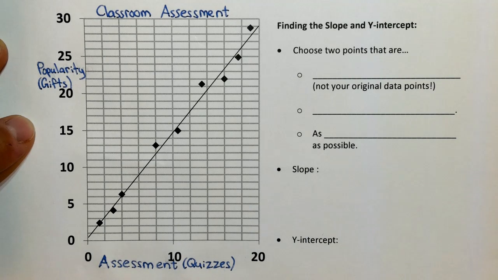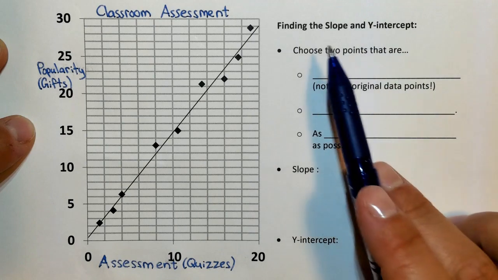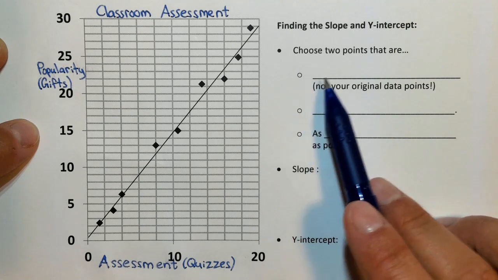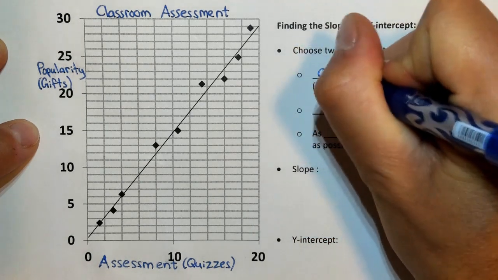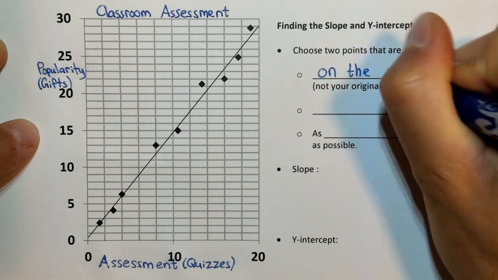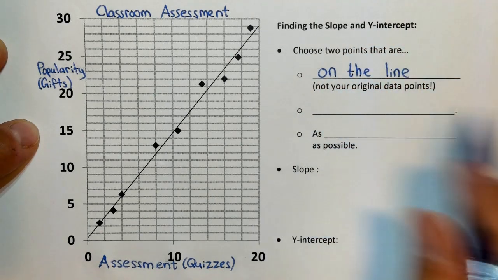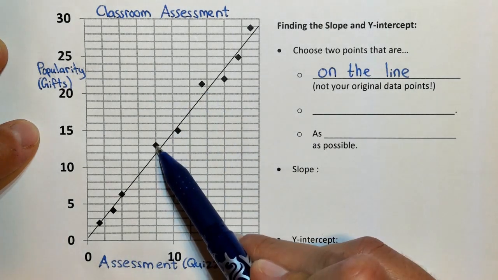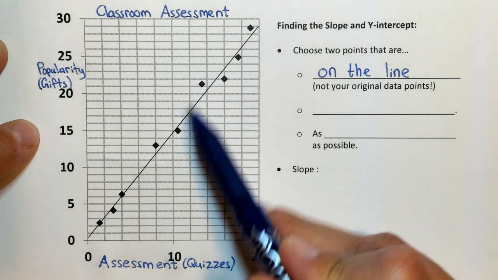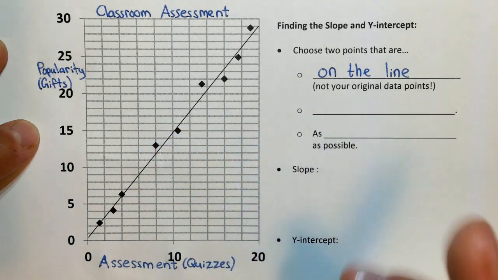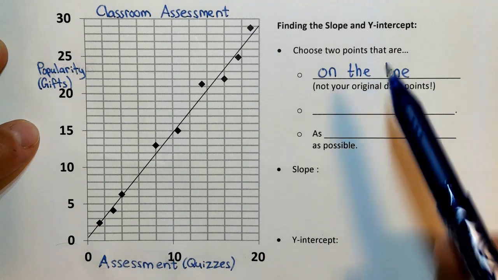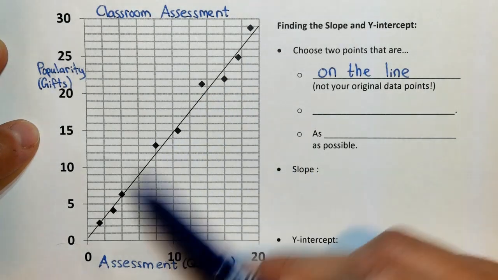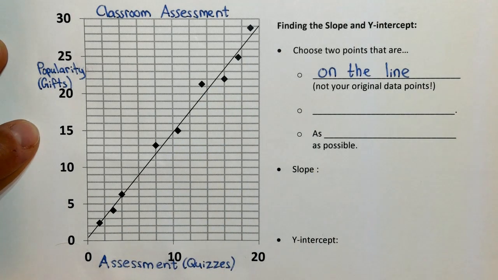Okay, so once we have this line of best fit, we're going to look at finding the slope and the y-intercept of it. So to find the slope, we're going to choose 2 points that are on the line, not your original data points. So don't go in here and be like, oh, I'm going to choose this point and this point for finding my slope. That won't give you the slope of the line because those points aren't on your line. I often tell folks, once you've got your line of best fit, in your brain, kind of pretend that you've erased your original data points.